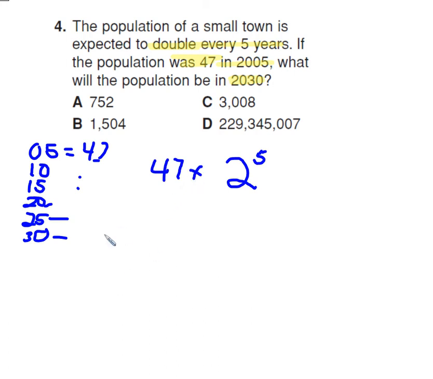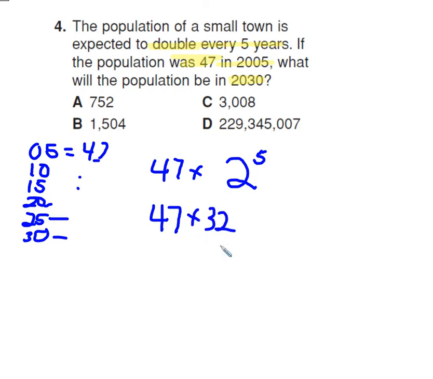And 2 to the 5th, we have 2 times 2 times 2 times 2 times 2. Or 2 times 2 is 4. 4 times 2 is 8. 8 times 2 is 16. 16 times 2 is 32. Let me erase that mess. So we have 47 times 32.